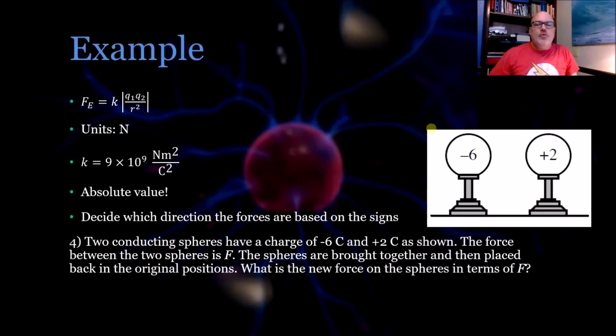Question number 4, we have 2 conducting spheres. The one on the left has a charge of -6 coulombs, and the one on the right has a charge of +2 coulombs. The force between the 2 spheres is F. Now the spheres are brought together in contact and then placed back in their original position. What's the new force between the 2 spheres?